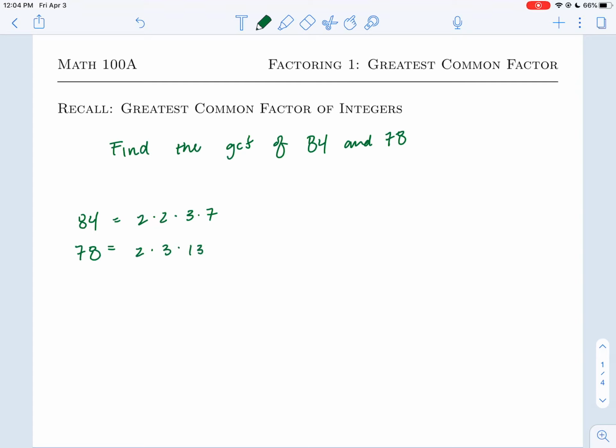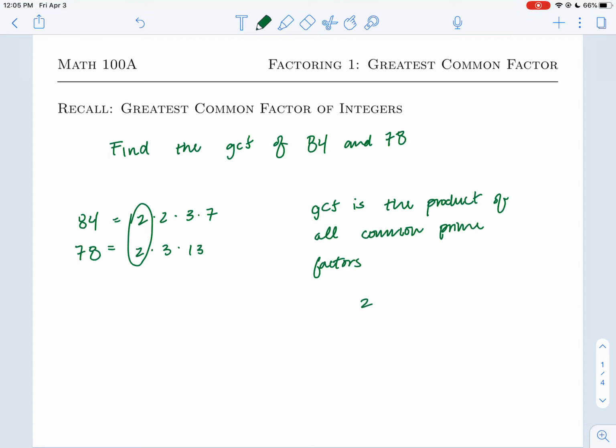And then using that prime factorization, the greatest common factor is going to be the product of all of the common prime factors. So all I want to do is pick out the copies of everything that's the same. For instance, they both have at least one copy of 2, so I'm going to add in one copy of 2. They also both have one copy of 3, so I'll add that 3 into my product.